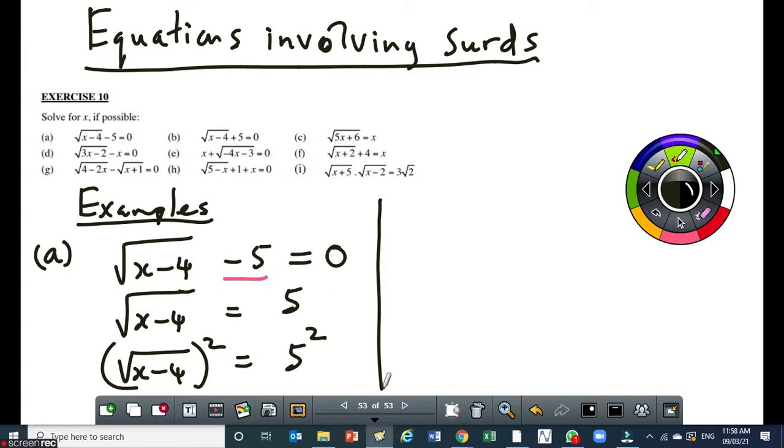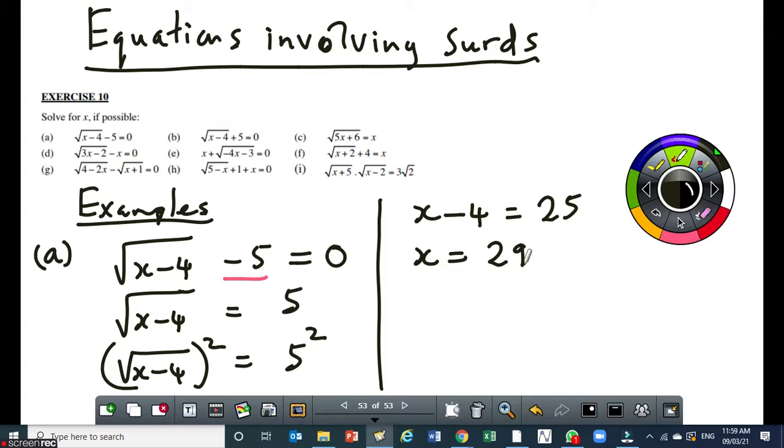Okay? Then the next thing here, the square root of x minus 4 all squared will give us x minus 4. And on the right hand side, we are going to have 25. So we take the minus 4 to the right, we get x equal to 29.